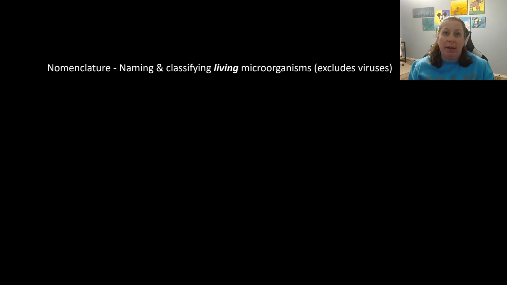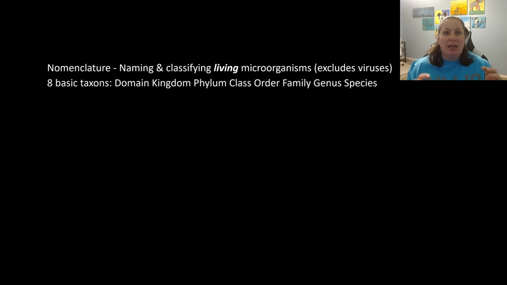Now, before we dive in and look at the different groups, we need to look at something called nomenclature. Nomenclature is the naming and classifying of living organisms. This is all living organisms, but we're going to focus on the microorganisms. Remember, viruses are not part of this because they're not considered living things. There are 8 basic taxons in this naming system that we call taxonomy. These go from domain being the biggest, the most inclusive group, down to species, which is the least inclusive group. It's the one that only one thing fits into.